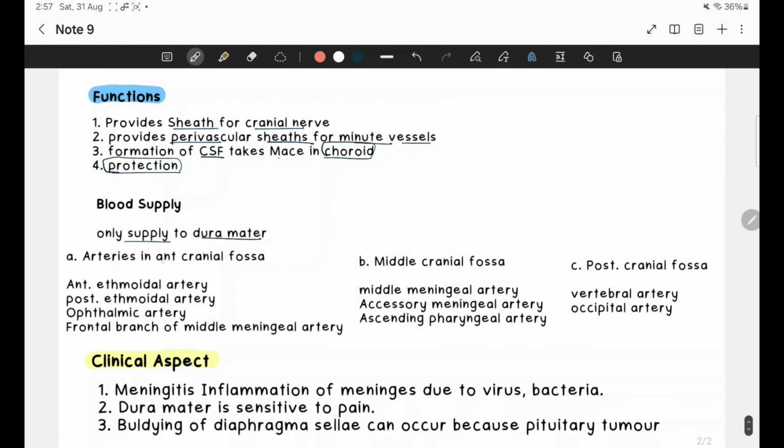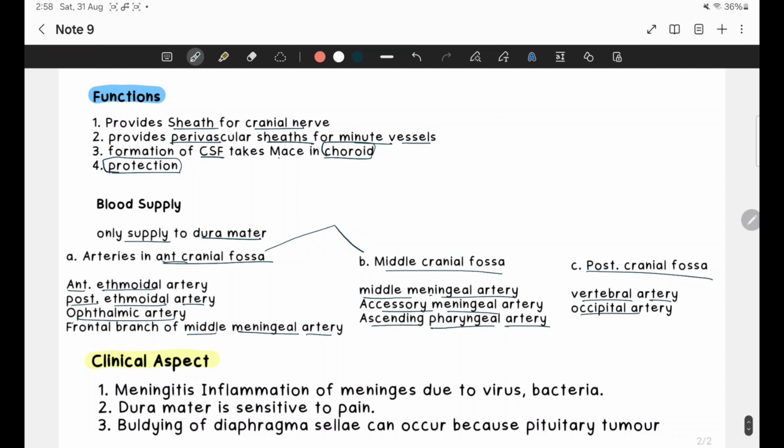Then the blood supply, which mainly supplies the dura mater of the brain. The arteries are divided into three parts: the anterior cranial fossa, middle cranial fossa, and posterior cranial fossa. The arteries in the anterior cranial fossa are the anterior ethmoidal artery, posterior ethmoidal artery, ophthalmic artery, and the frontal branch of the middle meningeal artery. The middle cranial fossa is supplied by the middle meningeal artery, accessory meningeal artery, and ascending pharyngeal artery. Then the posterior cranial fossa is supplied by the vertebral artery and occipital artery.